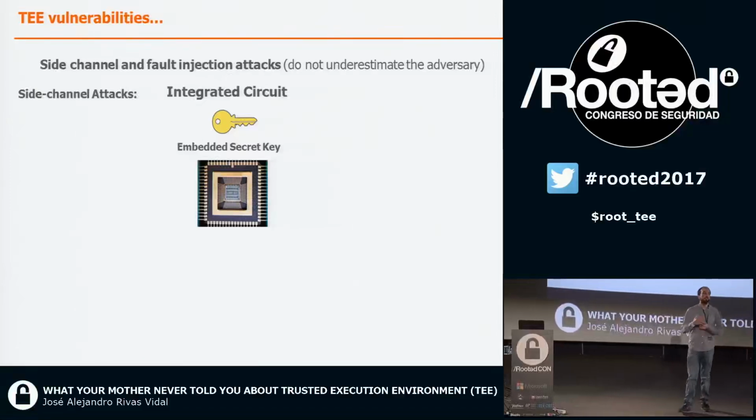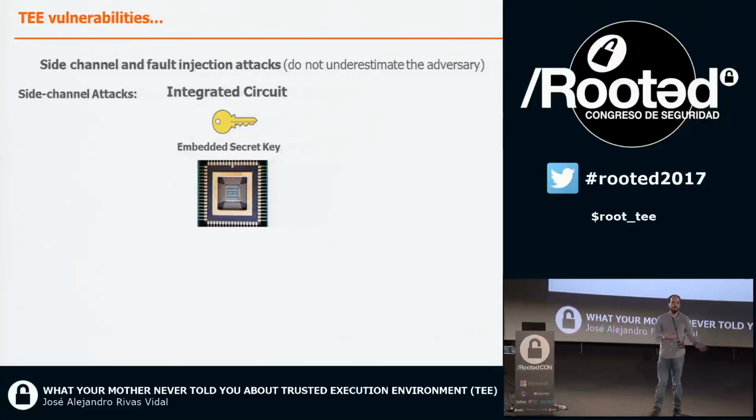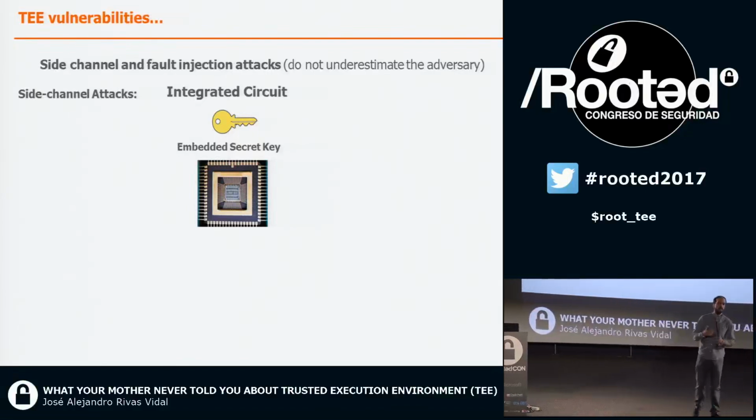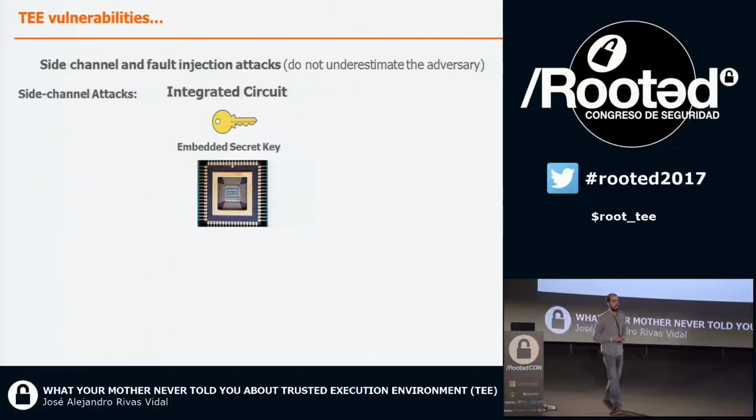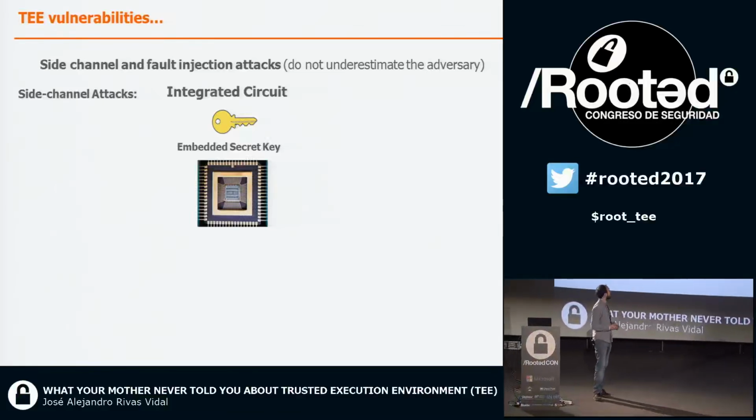I don't know which of you know how side channel or fault injection attacks work. In case you don't know, these are hardware attack techniques used mainly or to a large extent to assess the security of our credit cards, for example. So how does a side channel attack work?